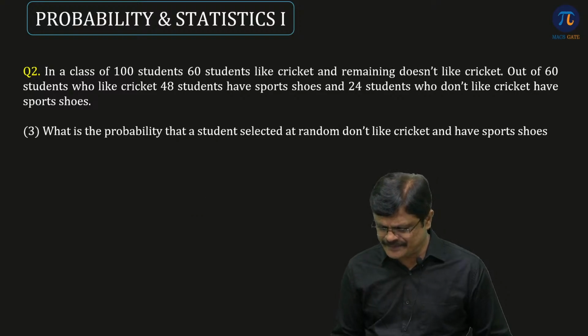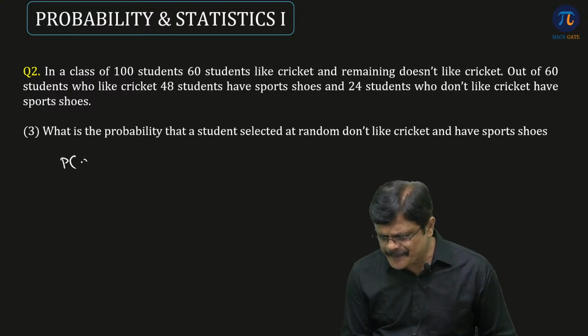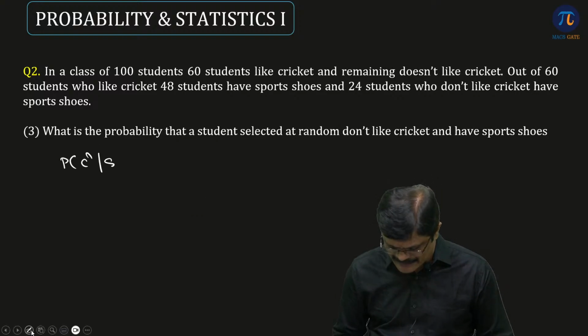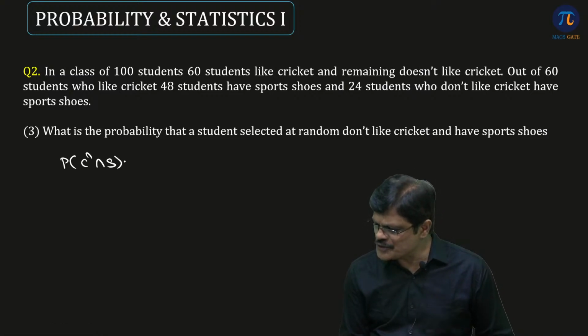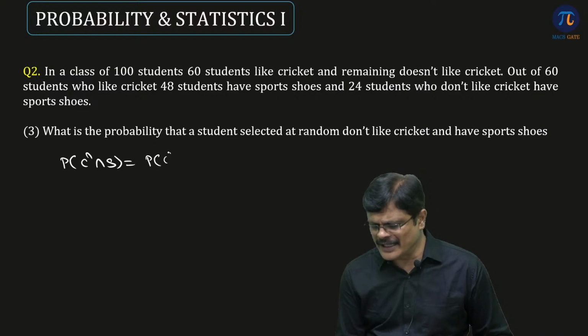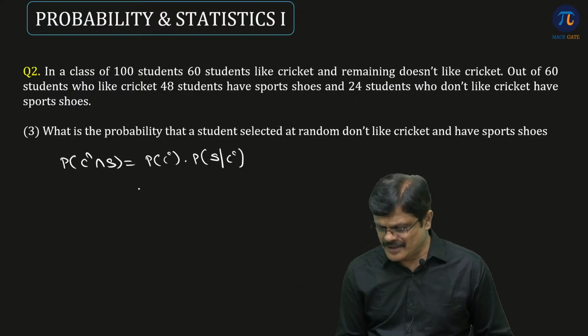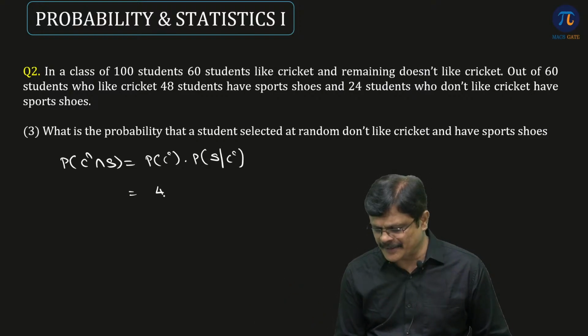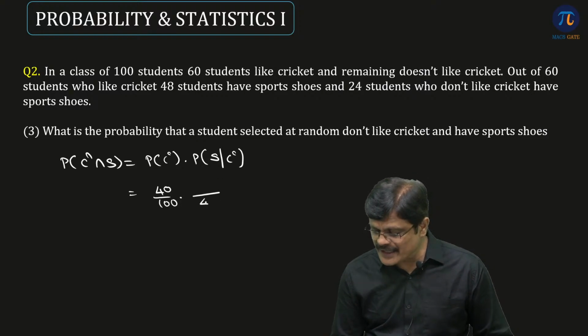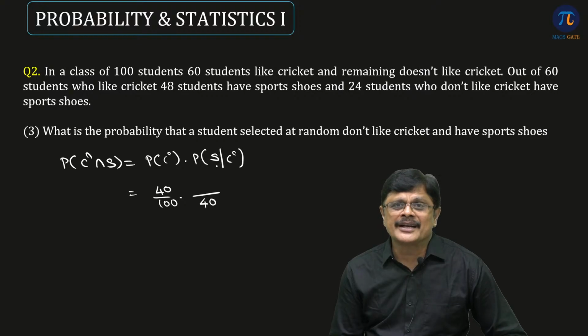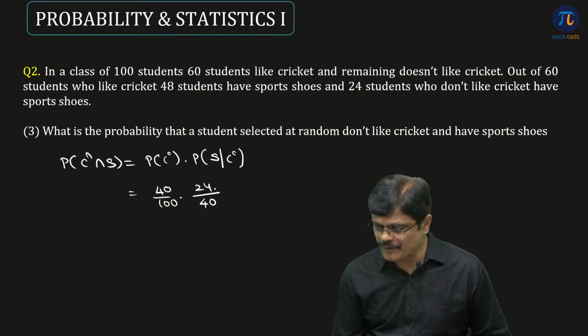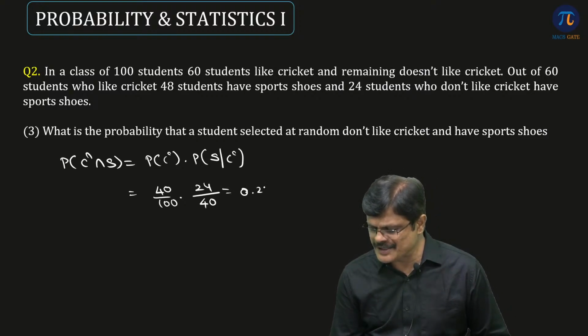Now the next one. He does not like cricket and he is having sports shoes. So what is it? He does not like cricket and he is having sports shoes, but he does not like cricket. So how many people do not like cricket, sir? 40 out of 100. Now how many people do not like cricket? 40. Out of that, how many are having sports shoes? 24. So that is 0.24.